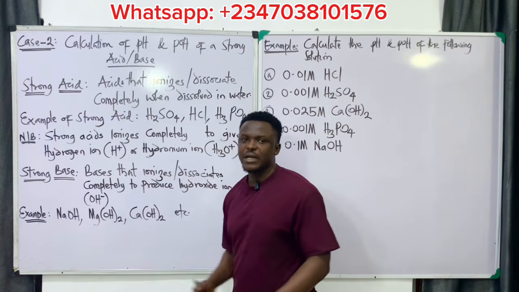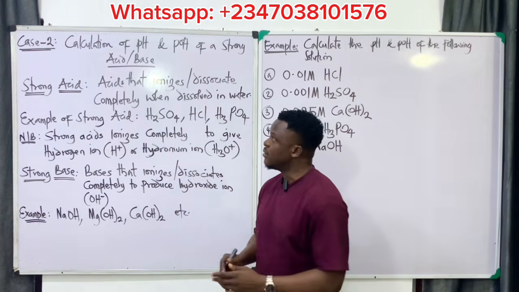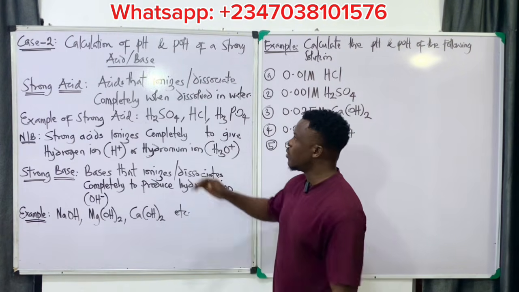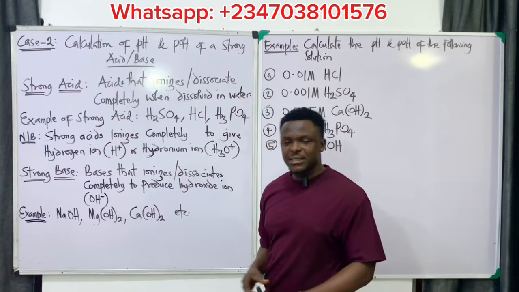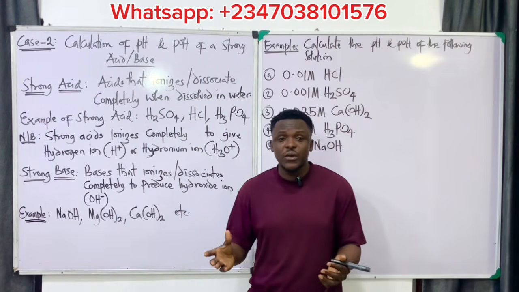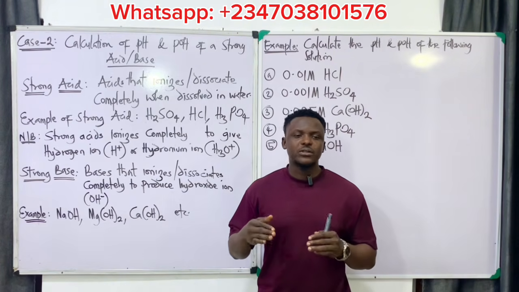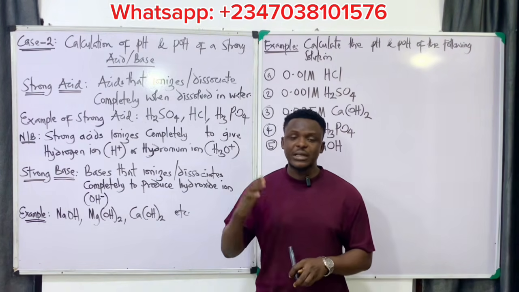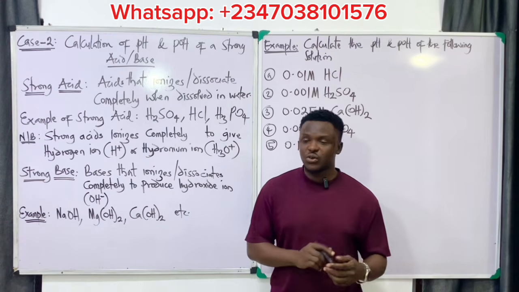Okay, so let's look at the next case. Case number 2. Remember, we just completed case 1. Now, case number 2 is a case where you'll be asked to calculate the pH or the pOH of a strong acid or a strong base. But the issue is that a majority of persons don't really know how to differentiate a strong acid from a strong base. But ensure you watch this video to the end, so that when we start talking about a weak acid, you will know how to differentiate a weak acid from a strong acid.